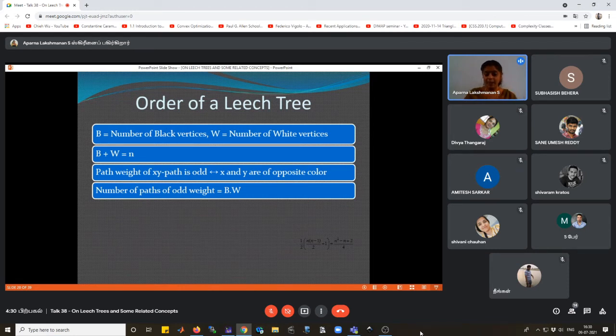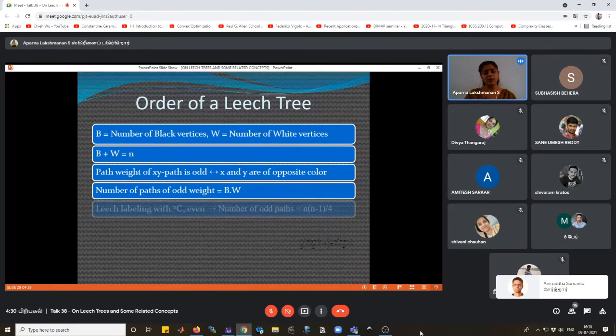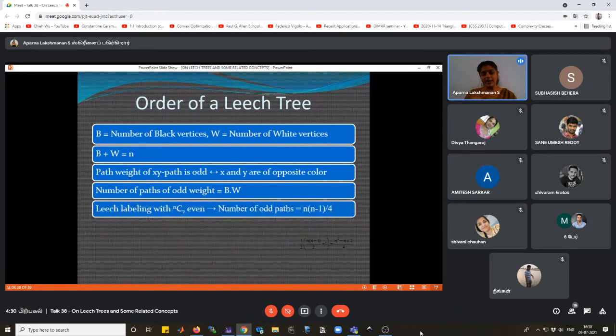We have B plus W is equal to n and B into W is equal to nC2 by 2. Why? We are dealing with a leech tree, so the number of odd paths will be half, right? So here we are splitting into two cases. nC2 is even, that is one case, and nC2 is odd is another case. If nC2 is even, the number of odd paths is exactly half. That is n into n minus 1 by 4.